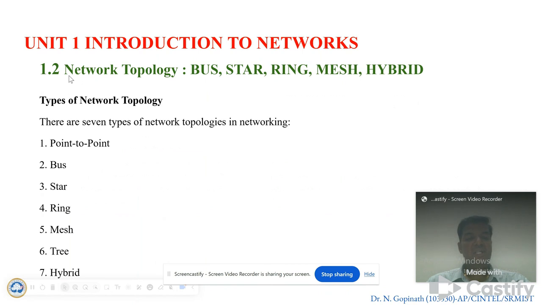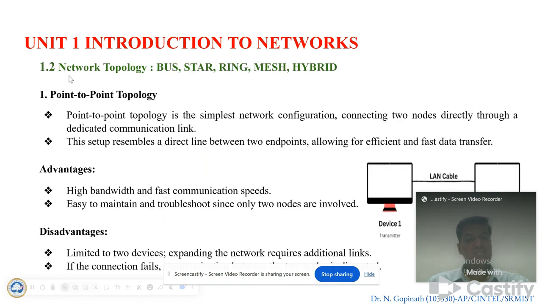So the types of network topology are point-to-point, bus, star, ring, mesh, tree and hybrid. So first we will start with point-to-point topology. It is the simplest network configuration connecting two nodes directly through a dedicated communication link. This setup resembles a direct line between two endpoints, allowing for efficient and fast data transfer.